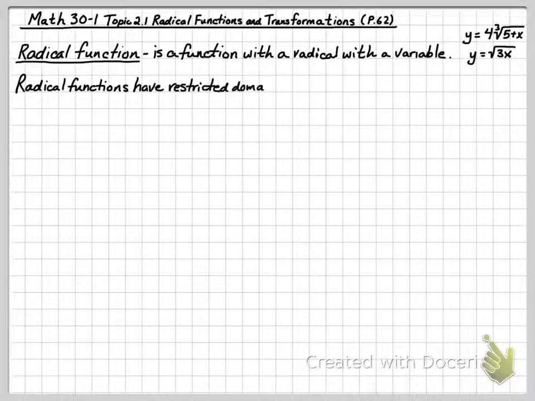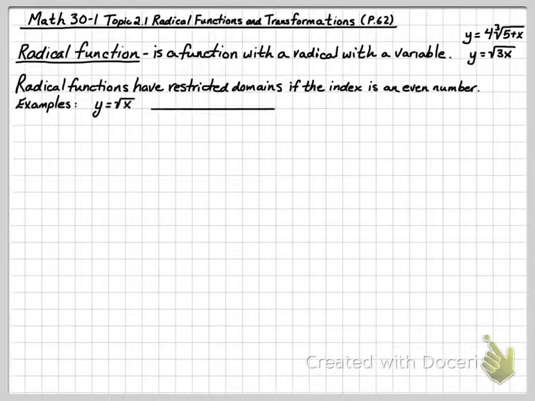Radical functions have restricted domains if the index is an even number. Let's look at some examples. If y is the square root of x, you'll notice the square root of x works for all numbers greater than 0, but doesn't work for the square root of -1 or the square root of -2. So we have to restrict x to be greater than or equal to 0.